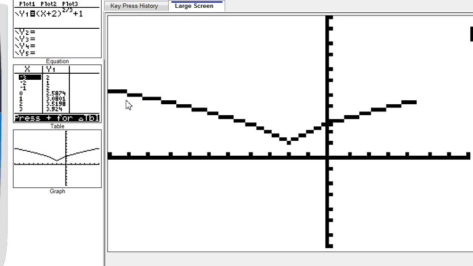Perfect. So it looks like the cusp has a point where the minimum is going to be, and again, we knew it was going to be when x equals -2. If I substitute that into the original, -2 plus 2 is 0, all to the 2/3 is going to be 0, 0 to the 2/3 is 0, plus 1 is 1. So it's going to be -2, 1, and that's this point right here. And then I can figure out these 2 points as well.